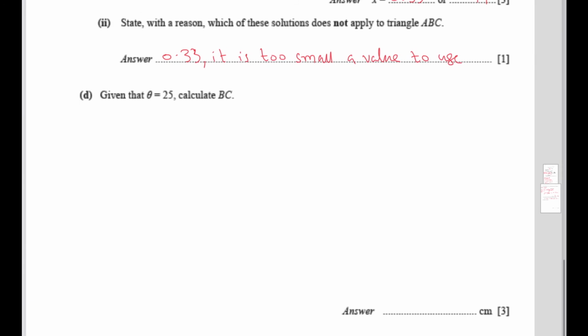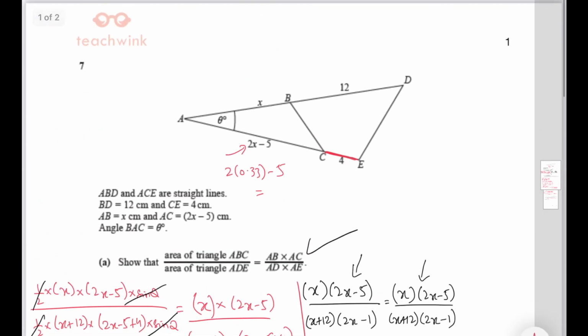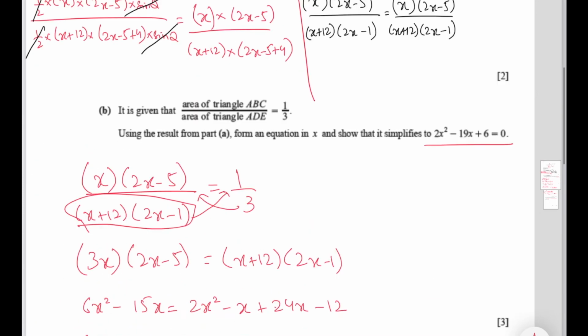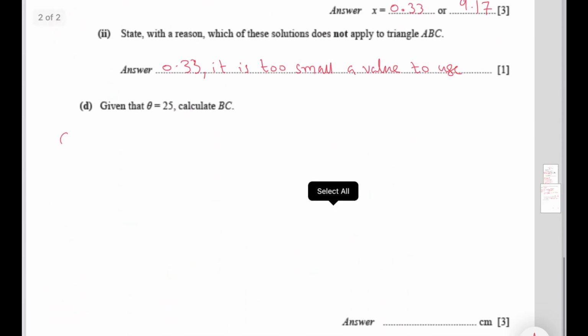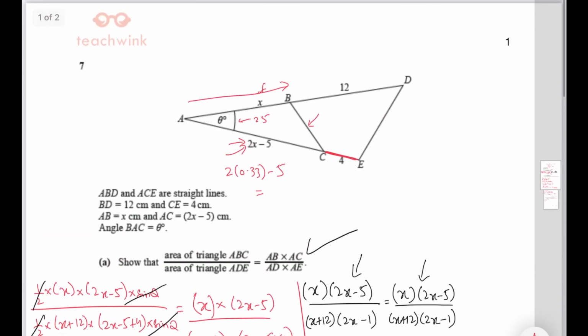The next part says, given that theta is 25, calculate BC. Okay. So in this question, they're saying that this angle over here is 25. They're asking us to find this length over here. How do we find this? So we have this length over here, and we have this length over here. And of course, we use the cosine rule to find the length of BC. So the cosine rule is, let's write it over here, that BC squared is equal to, what are the other two lengths? AB and AC.